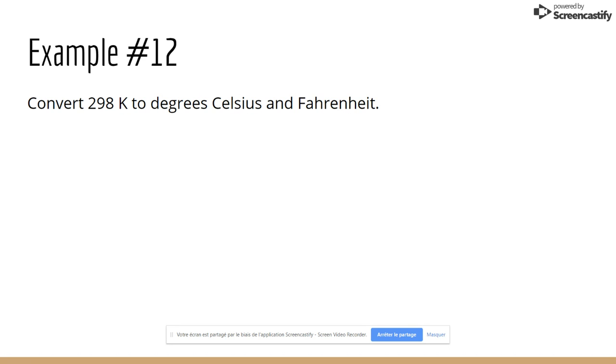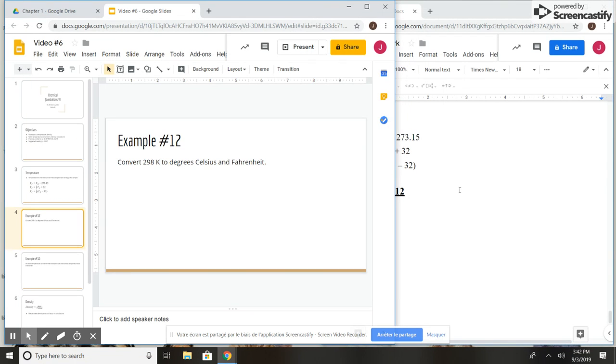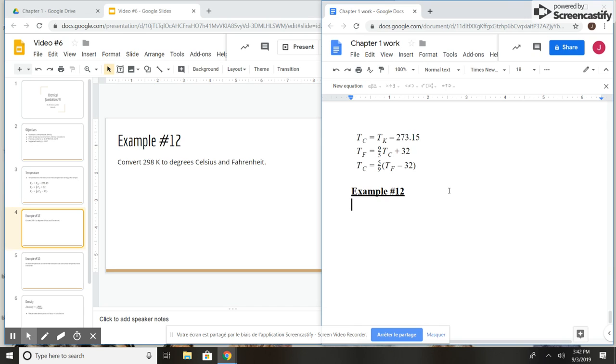Pause here. I'll work through this, but if you feel comfortable, feel free to go ahead and work through it on your own. Right, so 298 has its most precise digit in the ones place. So when I round this, I'm going to round my measurement also to the ones place. So I'm going to end up with 25 degrees Celsius.